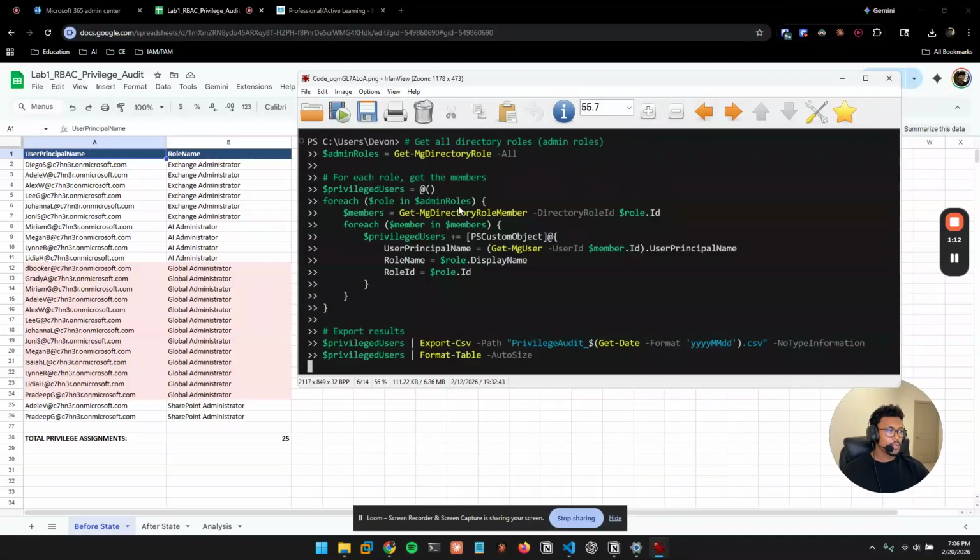So I'm going to break down the script. This is a PowerShell script, by the way. The first line pulls all the directory roles, all the admin roles inside my 365 environment. Before this, you actually have to connect your PowerShell to Microsoft Graph. So you have to put that in. Once you do, it's a super simple command, it's just Connect-MgGraph. It's going to tell you to sign in with your email and password.